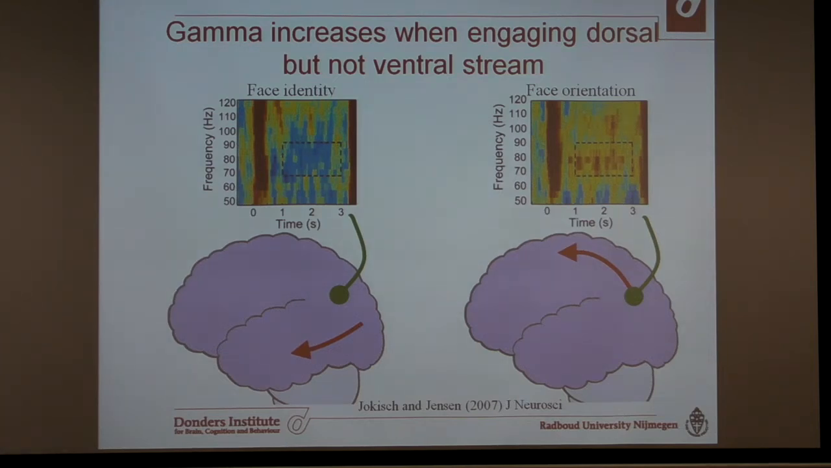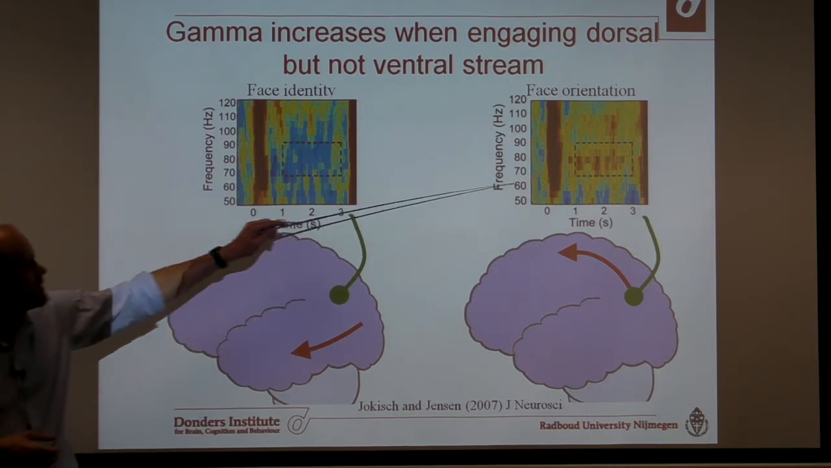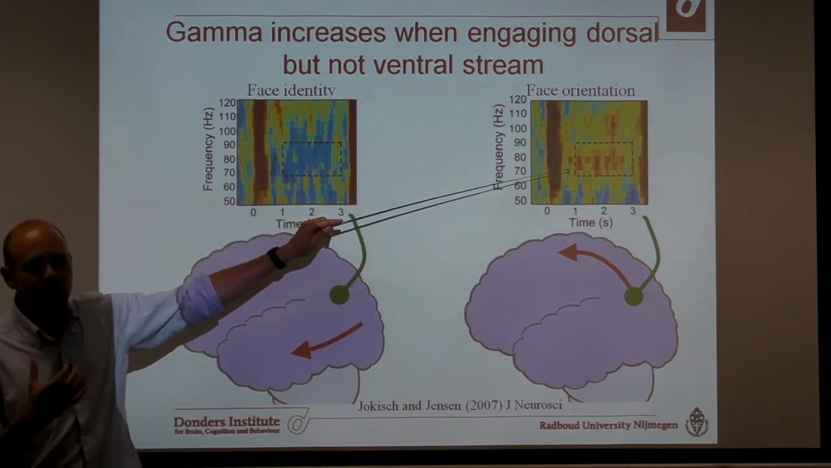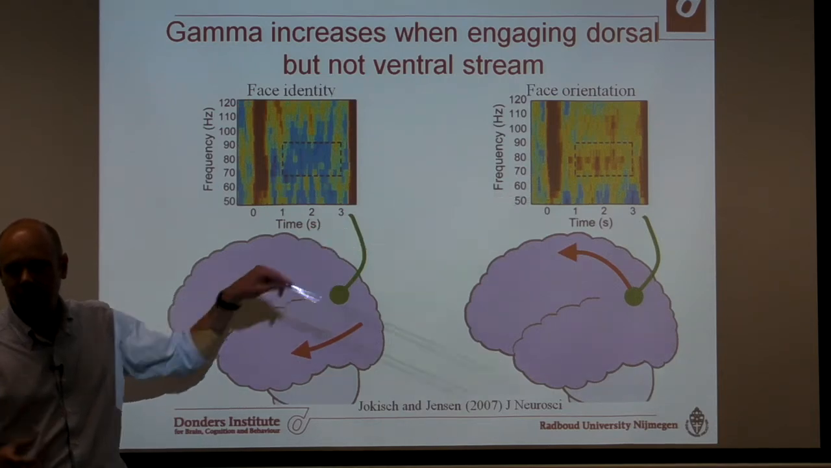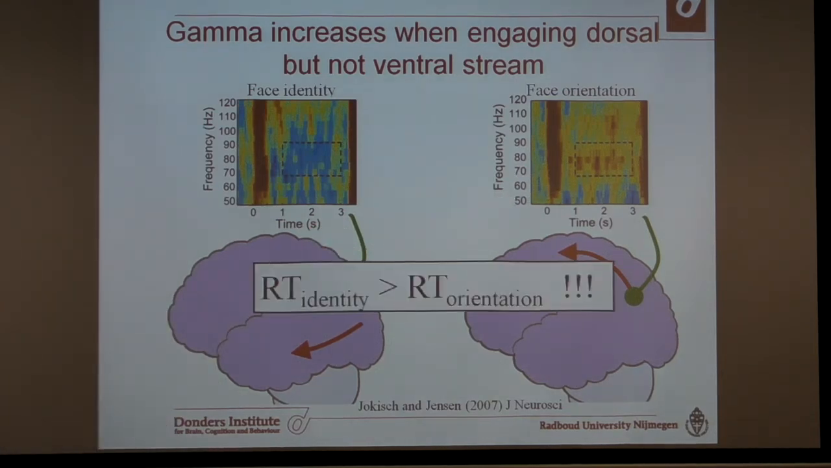Then you might say, hey, wait a minute. We also know that gamma is related to attention, maybe even vigilance. So could it be that this gamma activity is just a simple correlate of vigilance or attention? It turns out that cannot be the case, because we happen to be so lucky that the phase identity task was the most difficult condition, right?